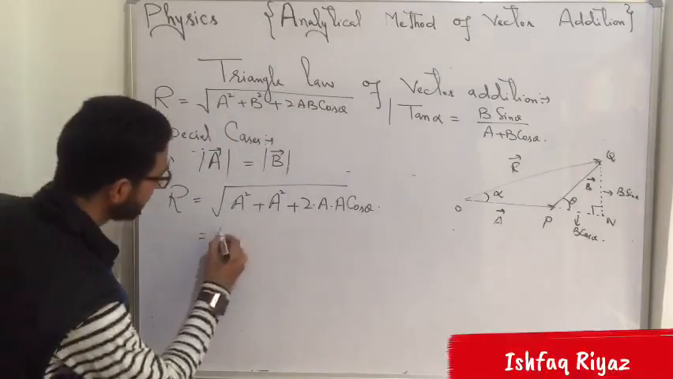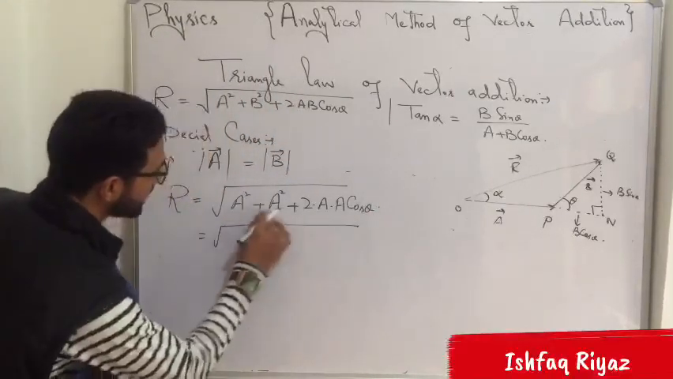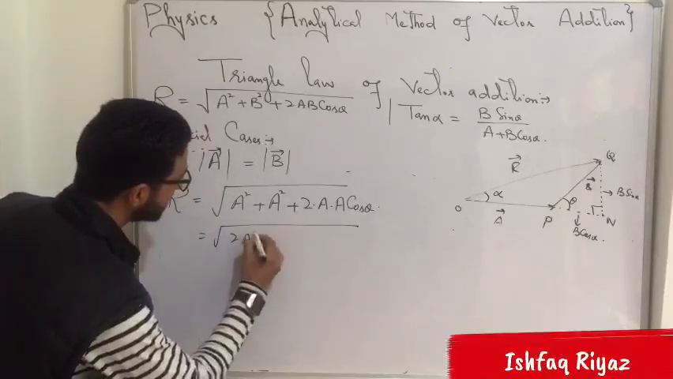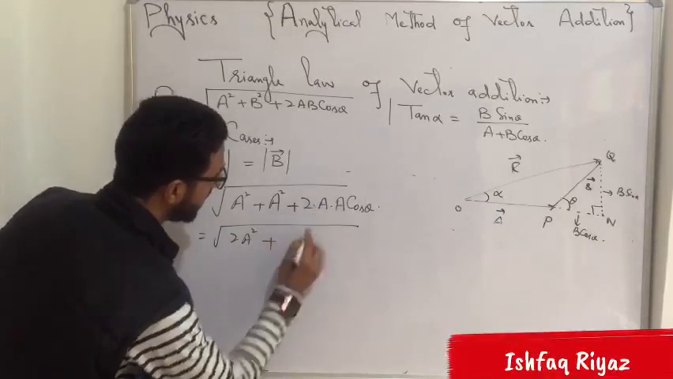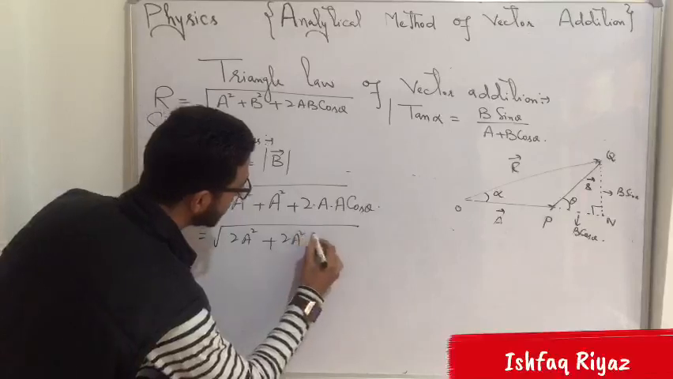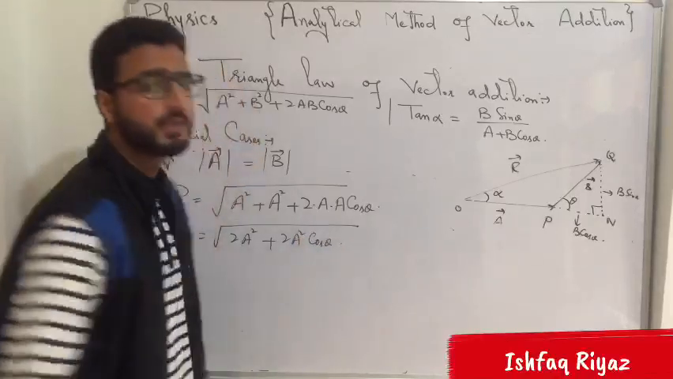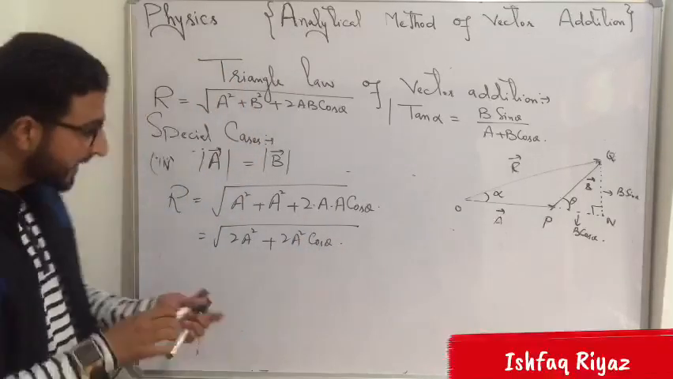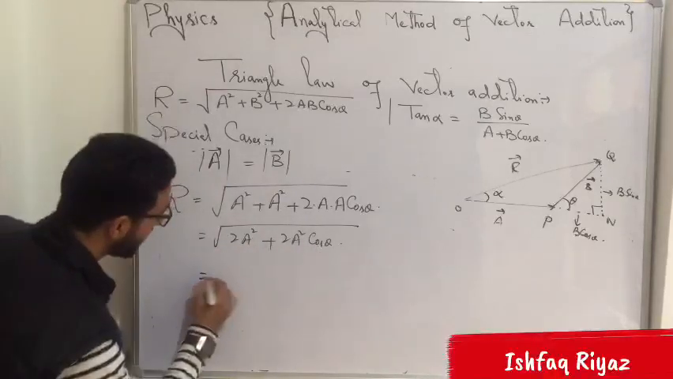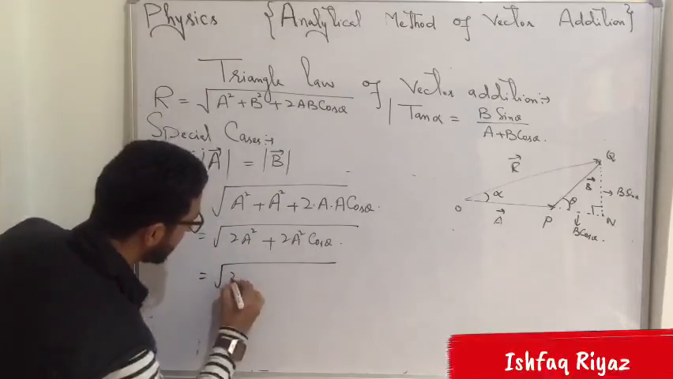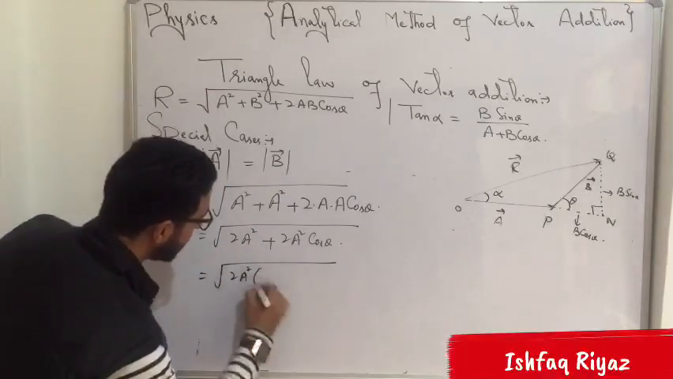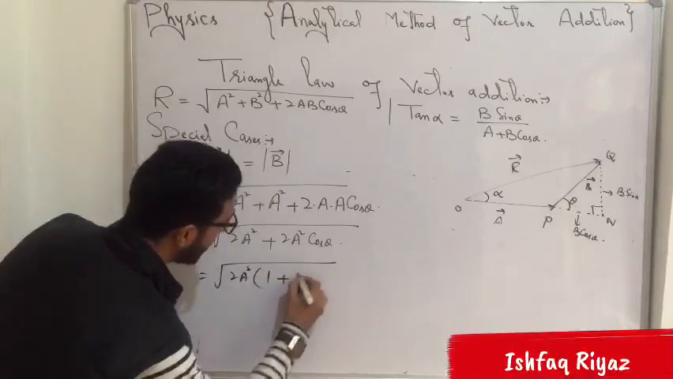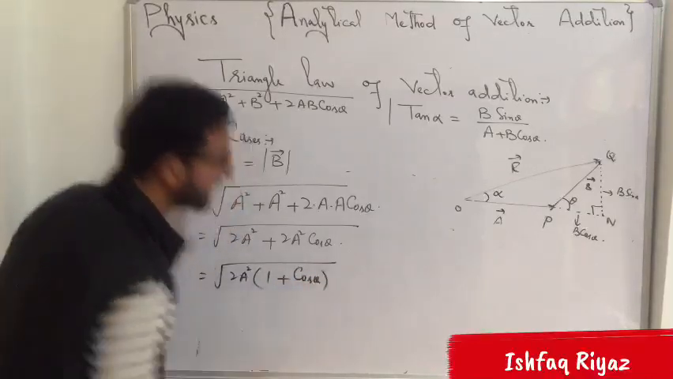So this will be a square plus a square, which is equal to 2a square. Here also it will be 2a square into cos of theta. What will come out common? Just see, I will take 2a square common. Here 1 remains: 1 plus cos of theta.